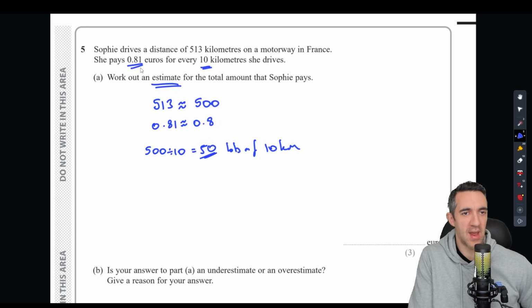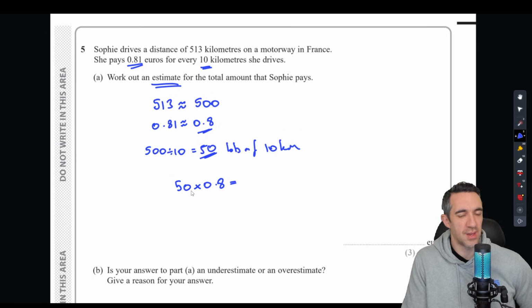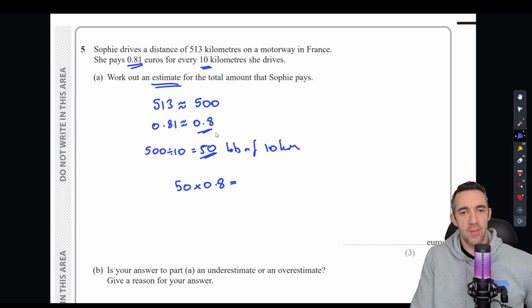And she's going to pay 0.81, but we're using our 0.8 here. So it would be 50 times 0.8 would be the sum. But I need to make an error. So I think I probably have to write that sum to get a mark. I don't think I could leave that out, because I'm trying to get 2. So I think 1 mark for my rounding here, then 1 mark for this sum. Now I just need to get it wrong.